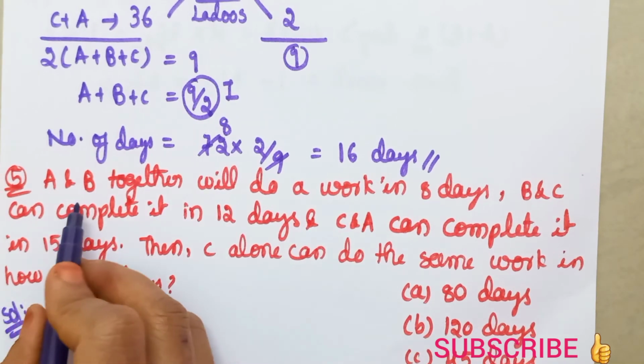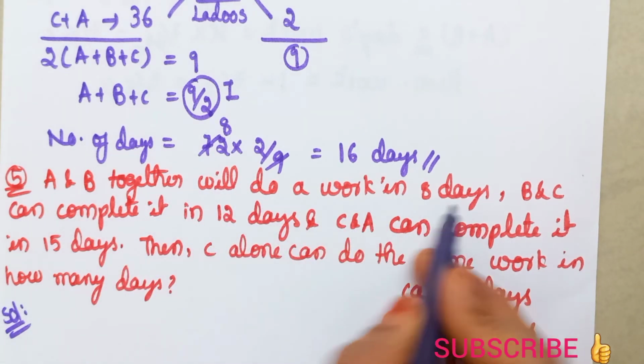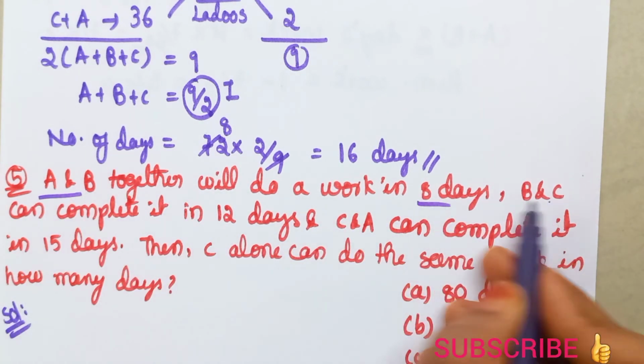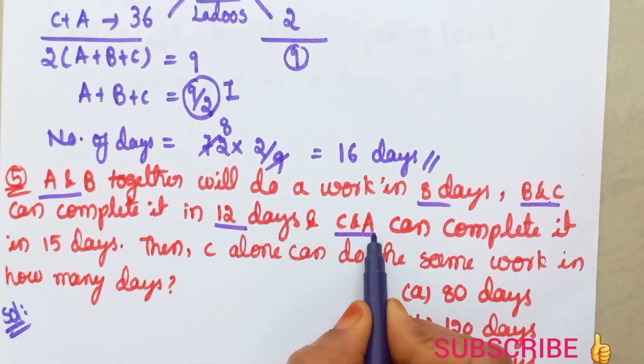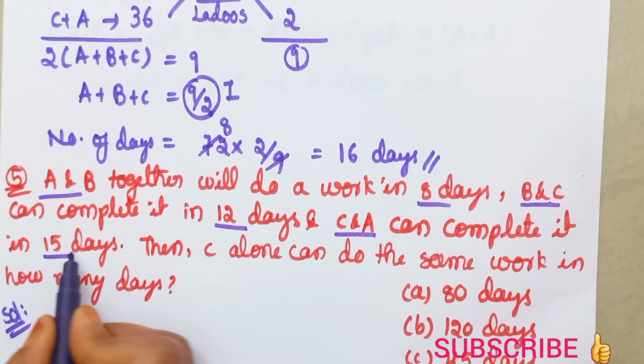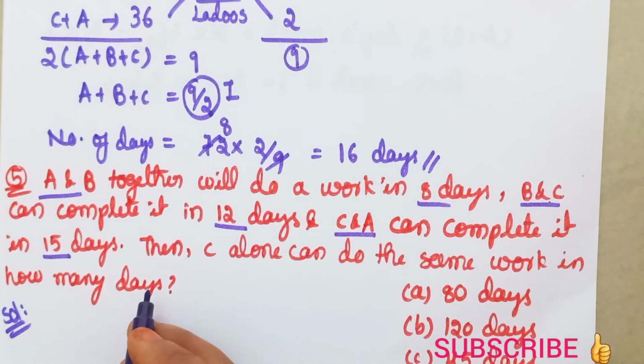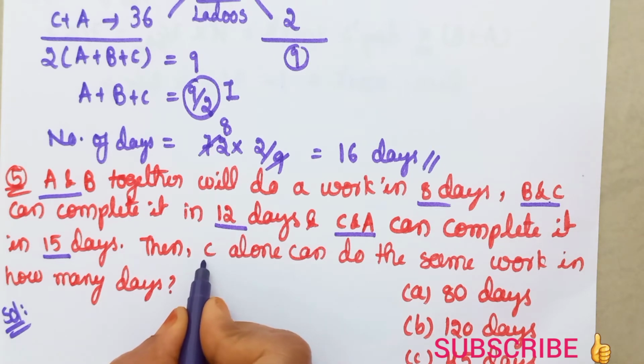Example is, A and B together will do a work in 8 days. Similarly, B and C can complete it in 12 days and C and A can complete it in 15 days. This is very similar to the above example, but instead of asking for A, B and C together, they asked for the work done by C alone.